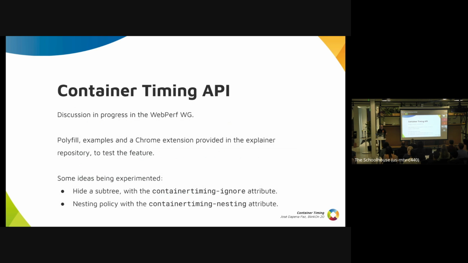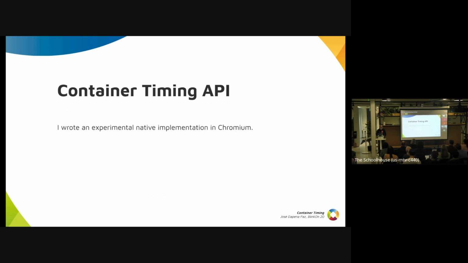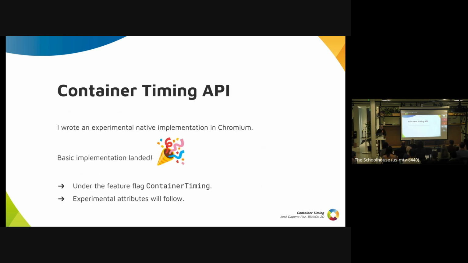We are experimenting with a couple of things. One is being able to ignore part of the tree that we're registering on using the container timing ignore attribute. And another one is basically having a policy to know what happens when you have a top level container timing root and then another one inside. I wrote an experimental native implementation in Chromium, and the basic implementation has landed.